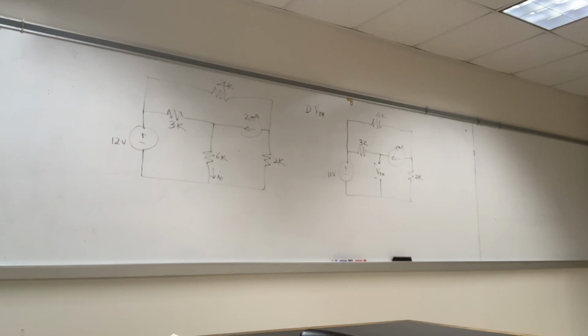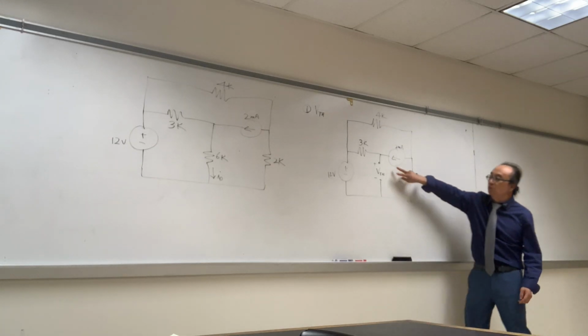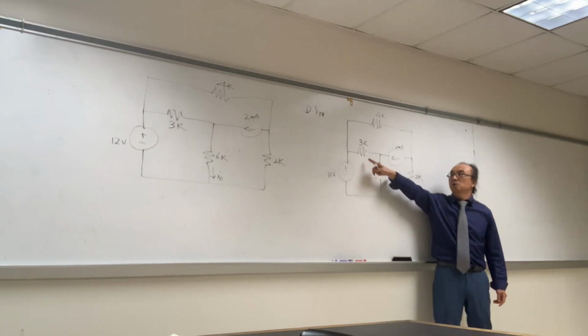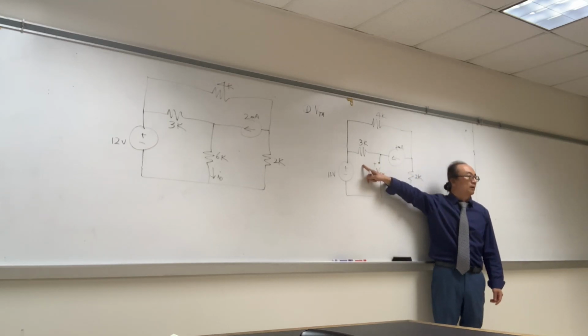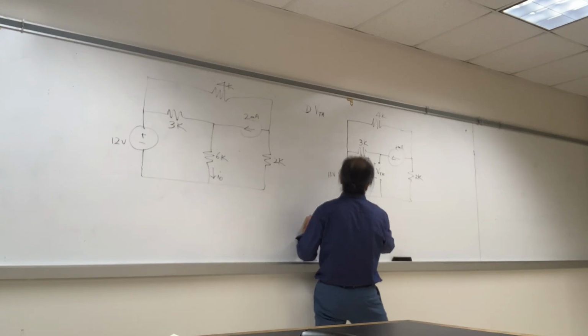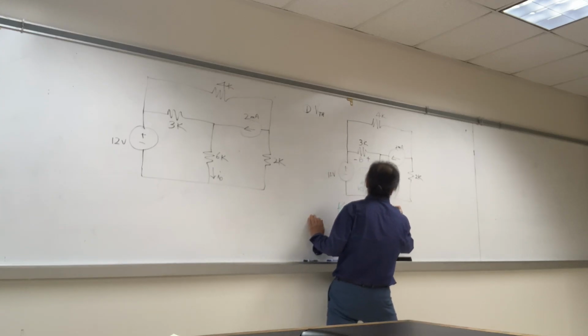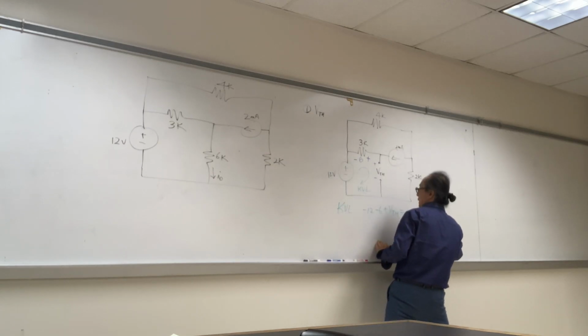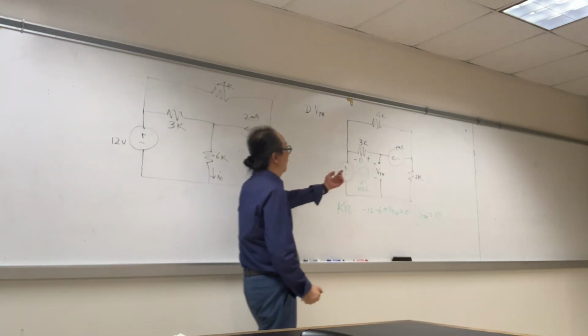Yeah, 2 milliamps. Where is it going? 2 milliamps, it's going to go through the 3K. V equals IR. That's it. This is an open circuit because we took that out, and this current now goes only one way through here. So we can simply find the voltage across here, and that is 6. KVL: negative 12, negative 6, plus VTH equals 0. VTH equals 18. All right?